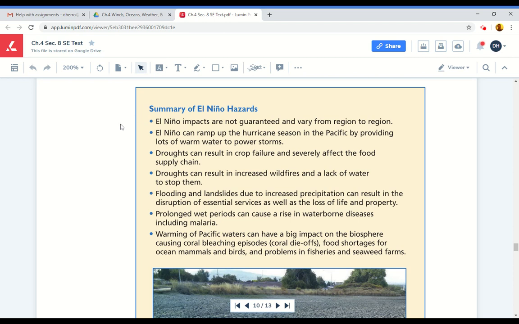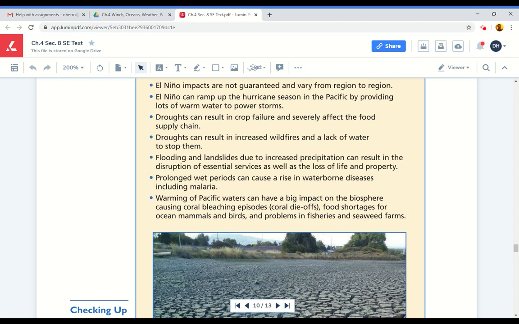Summary of the El Nino hazards. El Nino impacts are not guaranteed and vary from region to region. El Nino can ramp up the hurricane season in the Pacific by providing lots of warm water to power storms. Droughts can result in crop failure and severely affect the food supply chain. Droughts can result in increased wildfires and a lack of water to stop them.